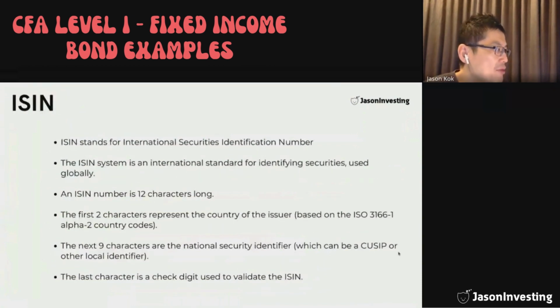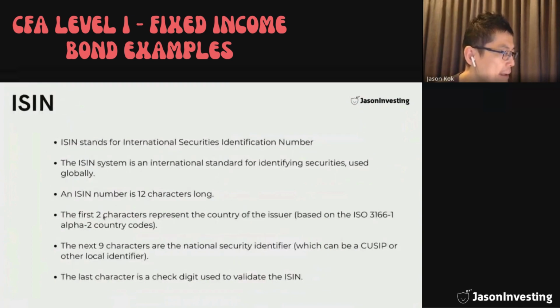So the other one will be the ISIN. ISIN stands for International Securities Identification Number. The ISIN system is an international standard for identifying securities used globally. As you can see, the difference between ISIN and CUSIP is that CUSIP is just used for North America. And an ISIN number is 12 characters long. I think CUSIP is 9.